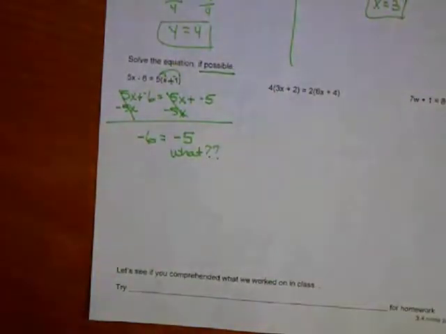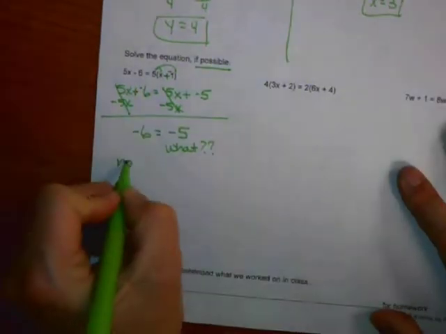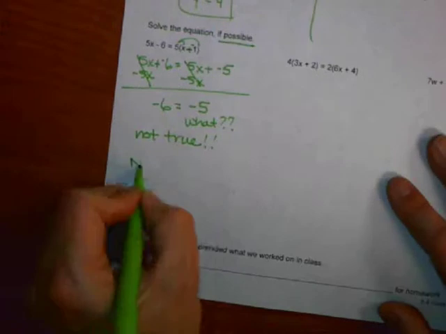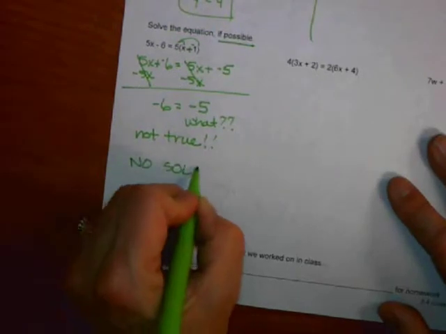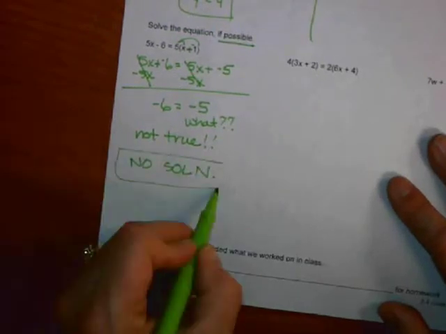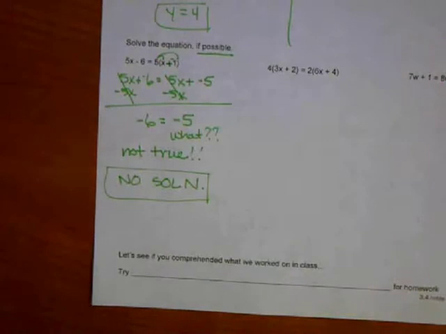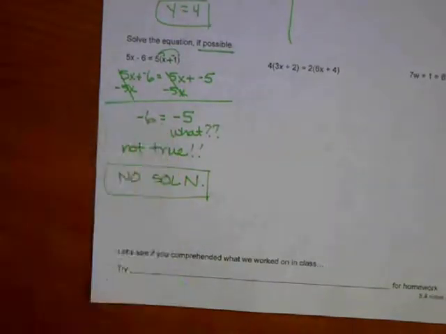Is that a true statement? Is that true? -6 equals -5? No. It's not true. So what do you think that means? There is no solution. So that's what you would write. No solution. I abbreviated it. No solution. No x value I can stick in there and make it work. That's one situation you might come up with. Something like that. It's not true.